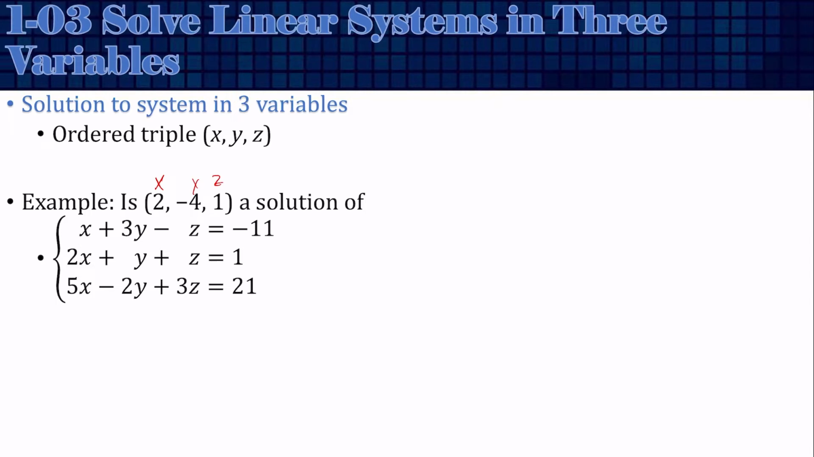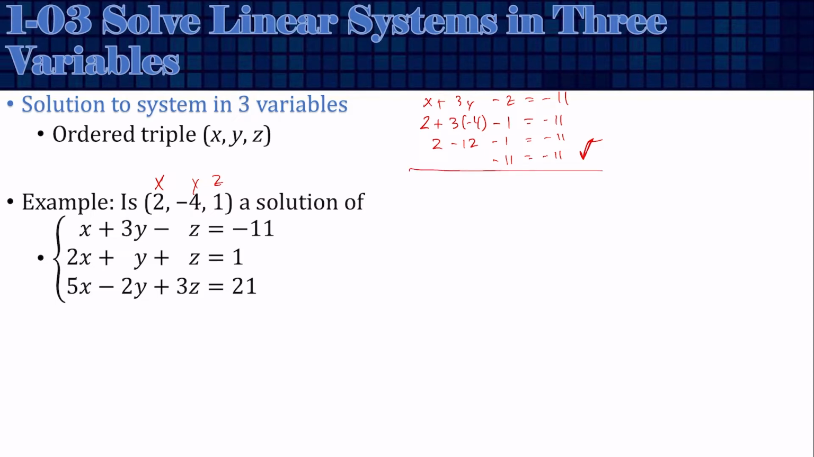So, let's take our first equation, x plus 3y minus z equals -11. Let's plug in the 2 for the x, -4 for the y, and a 1 for the z. 3 times -4 is -12. So 2 minus 12 is -10, minus 1 is -11. Hey, that works.